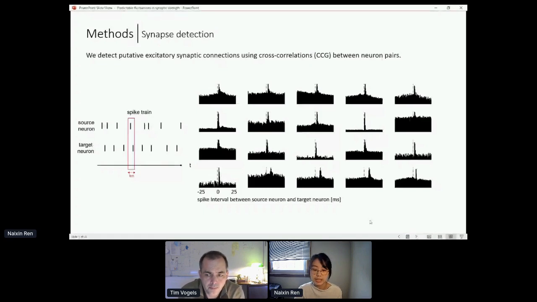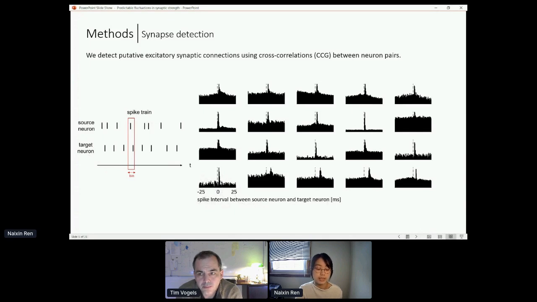On the right, you can see some examples of the CCG of the putative excitatory synaptic connections we detected from the data set. If you're not familiar with CCG, it is generated using the spike trains of two neurons. One we call the source neuron, and the other we call the target neuron. You can think of the CCG as a histogram of the spikes in the target neuron at different interspike intervals between the source neuron and the target neuron.